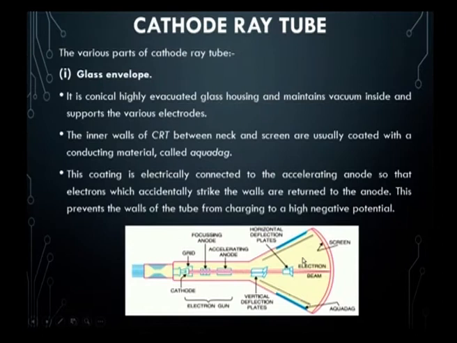So, this is how the glass envelope will be, and this coating is electrically connected to the accelerating anode. The electrons which accidentally strike the walls are returned to the anode. This prevents the walls of the tube from charging to a high negative potential. So, it is very important to know about the aquadag in a glass envelope.